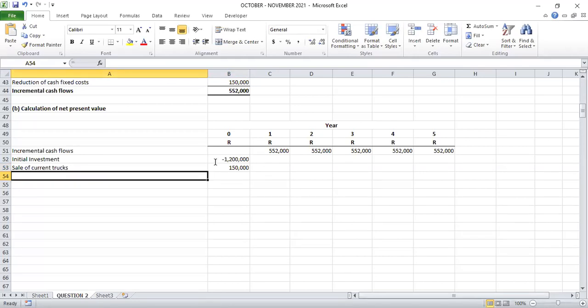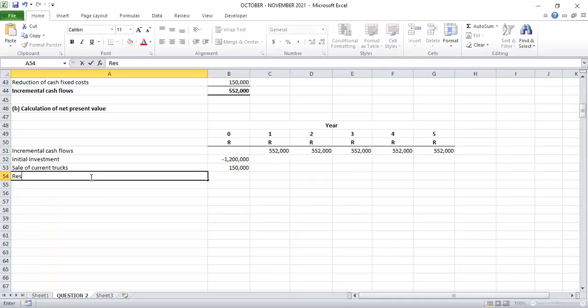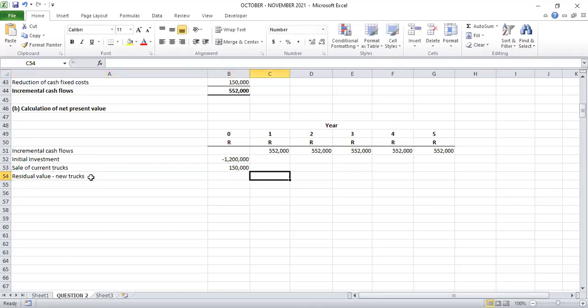Then the future residual value of the existing trucks is expected to be 0 in 5 years' time, so there's no residual value. The residual value of the new trucks in 5 years' time is expected to be 300,000. When they say residual value, that is the amount at which we can sell them at the end of their useful life. So we can say 300,000.